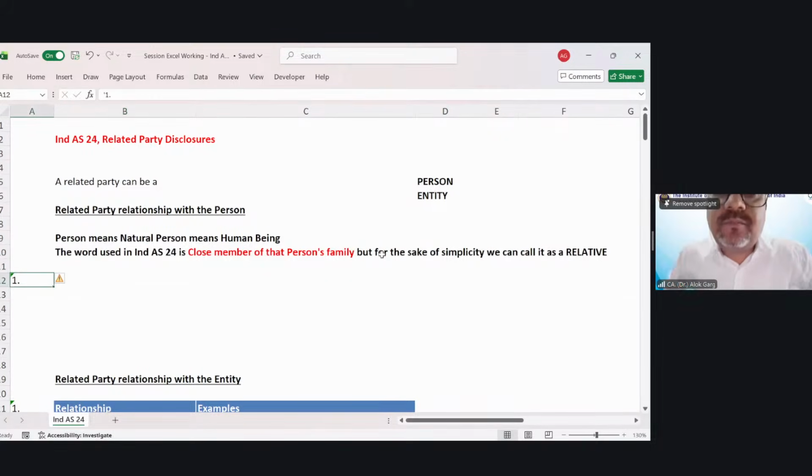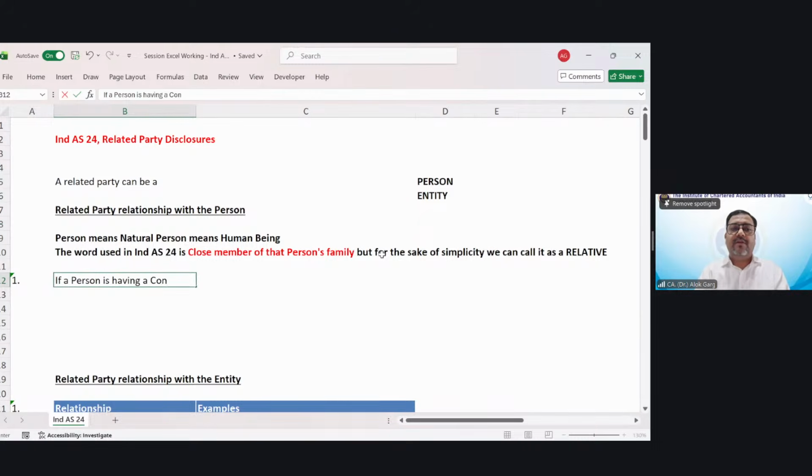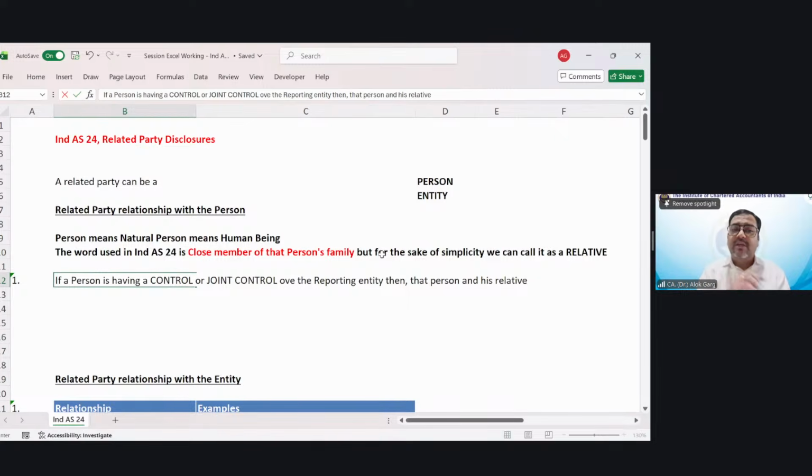So number one, if a person has control or joint control over the reporting entity, then that person and his relative will become a related party to that reporting entity. Again, I have used the word relative, which is not used in the standard. Relative means close member of that person's family.